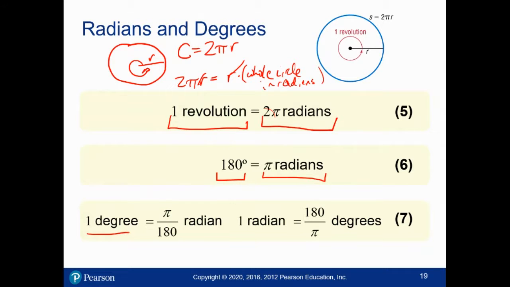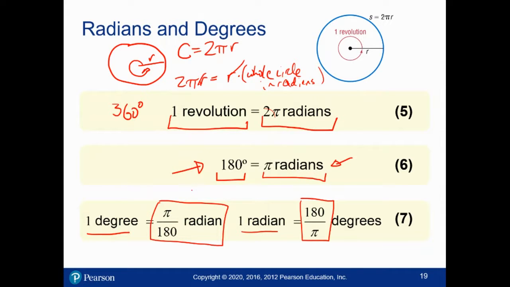So 1 degree, if I now divide both sides by 180, is pi over 180 radians. But if I go back to this formula and I divide both sides by pi, on the right-hand side we would have 1 radian is 180 over pi degrees. So if you want to convert back and forth between degrees and radians, the key things to remember are all the way around the circle is either 360 degrees or 2 pi radians. From there, halfway around the circle is 180 degrees or pi radians, and this gives me a ratio of pi to 180 or 180 to pi, depending on which direction I'm trying to convert.